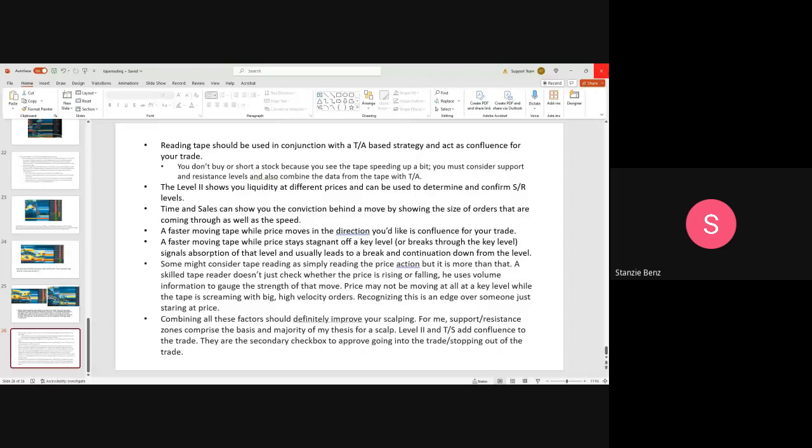Another thing you want to notice is the sphere getting bigger while the price is not moving. That's telling you that there is volume right now, but the price is just not bouncing. That's another indication of absorption. Like, this level might break. I need to be careful.